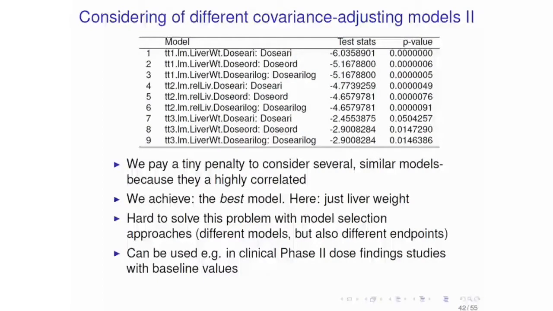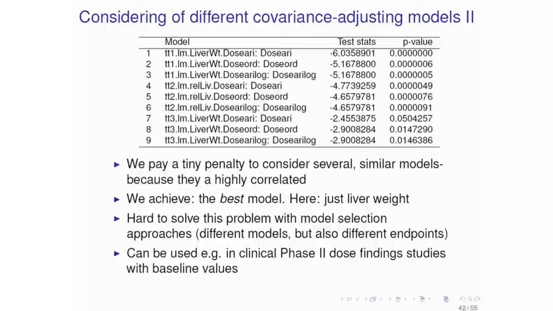And you see here my three models, arithmetic, ordinal, log, and so on, and then only liver weight, relative liver weight, and liver weight and body weight. And if you look here, you see the best model is to consider only liver weight, not adjusted by a baseline covariate, important to notice, taking only the arithmetic doses into account, linear regression. That's the best that you can find.